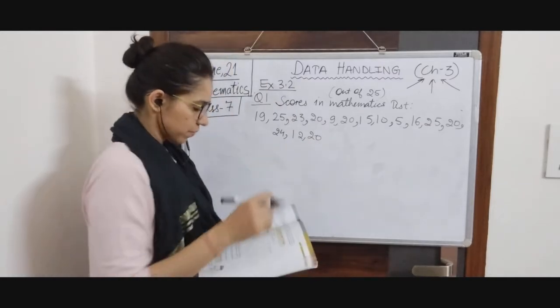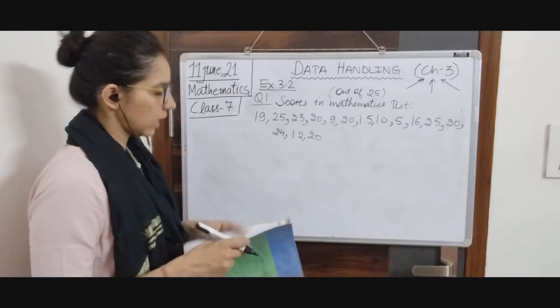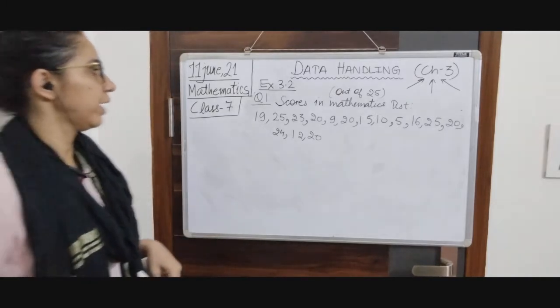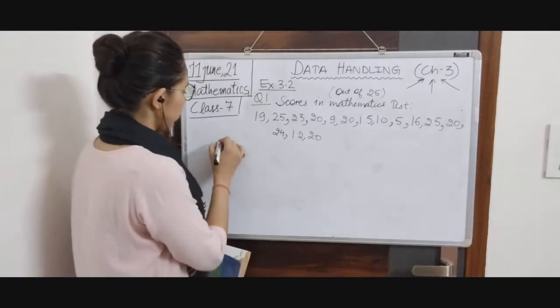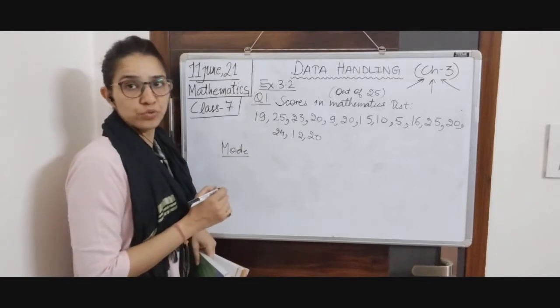Okay, we have written all the marks. We have to find the mode and median of this data and we have to check if they are the same. Okay? First we will calculate the mode. Mode is the observation which occurs most often. Okay?